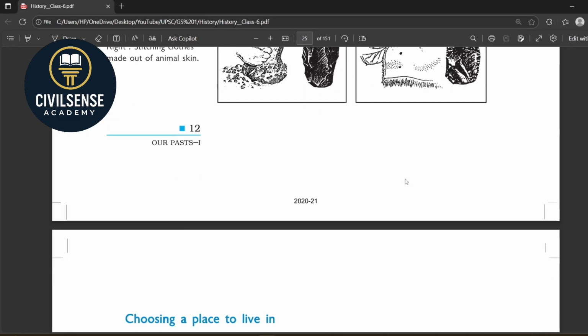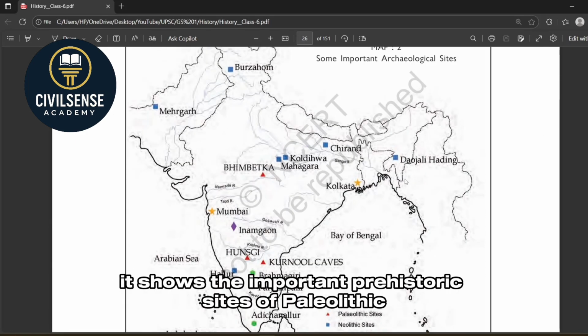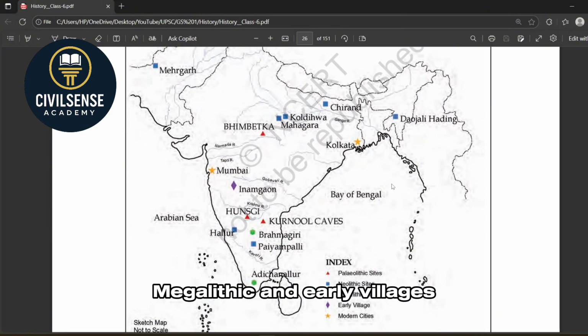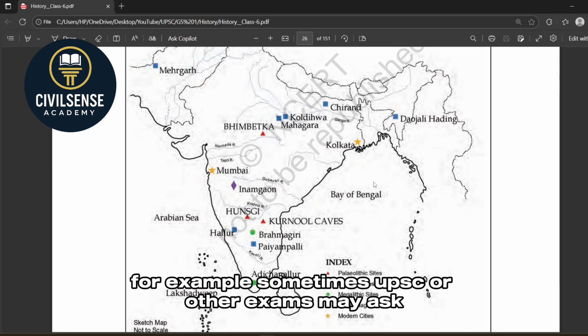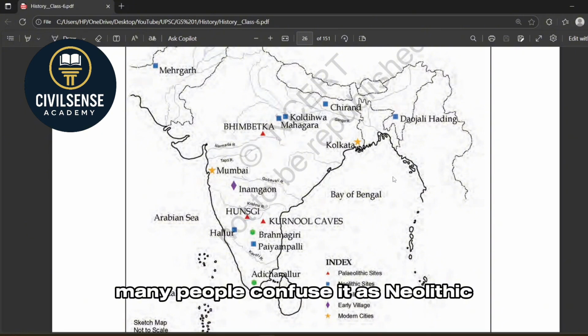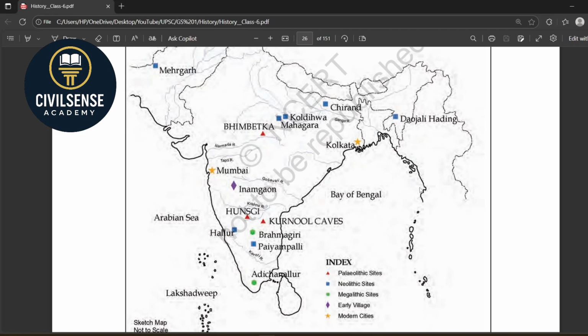Okay, now let's see the map given in your book. It shows the important prehistoric sites of Paleolithic, Mesolithic, Neolithic, Megalithic, and early villages. This is very important for exams. For example, sometimes UPSC or other exams may ask, Bhimbetka belongs to which period? Many people confuse it as Neolithic, but the correct answer is Paleolithic. Okay, so remember, knowing which site belongs to which period is very important.